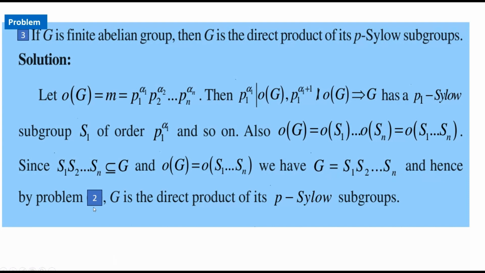Sn, and hence by the problem, it is actually the product only we have. Direct product comes using the second problem. So we have G to be the direct product of its p-Sylow subgroups. This is where we have order of G being written in this way, which is the same as order of S1 etc. Sn. That is the main thing, and by the previous problem we get G to be the direct product of its Sylow subgroups.